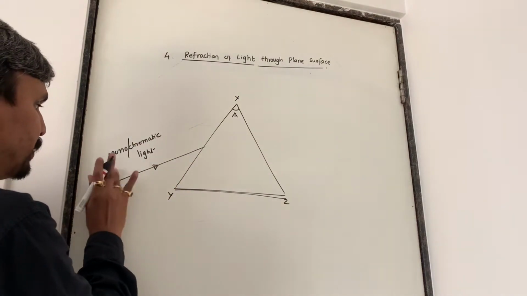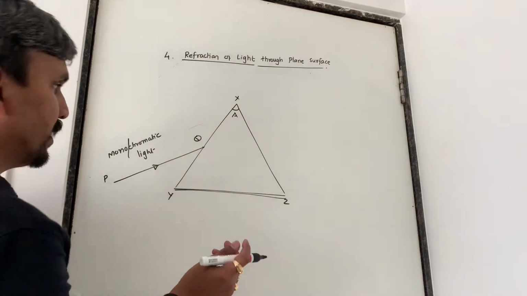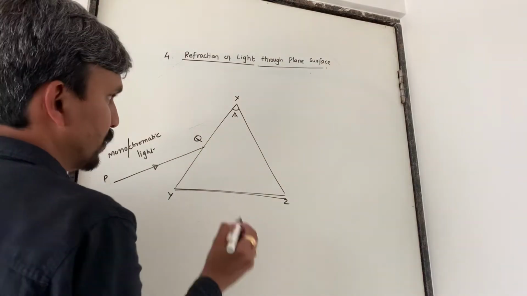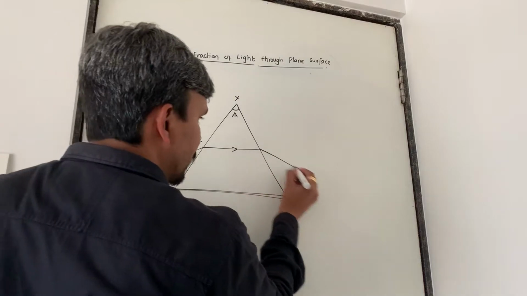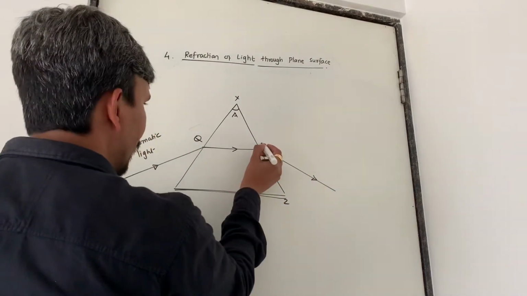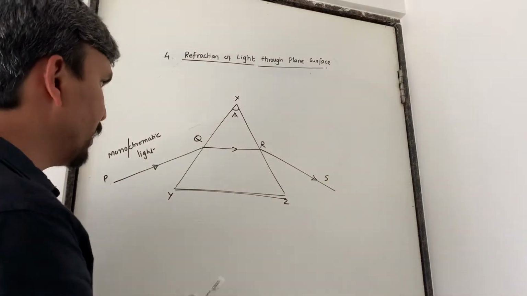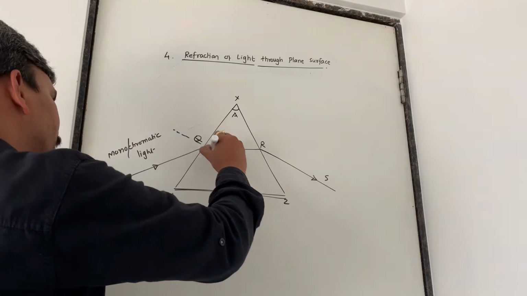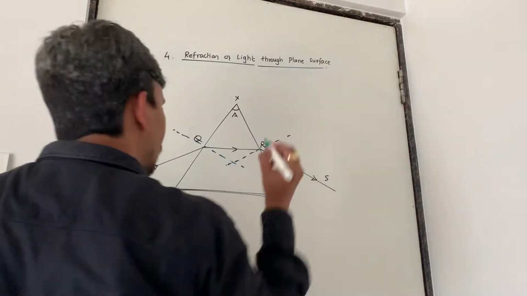Say PQ is my incident ray. Now I will write, it is now going from denser to rarer. So this is the refracted ray and this will be the emergent ray. So I write QR is the refracted ray and RS is the emergent ray. Now over here I will draw the normal. So this is the normal drawn to this part. This is the normal drawn to this part.